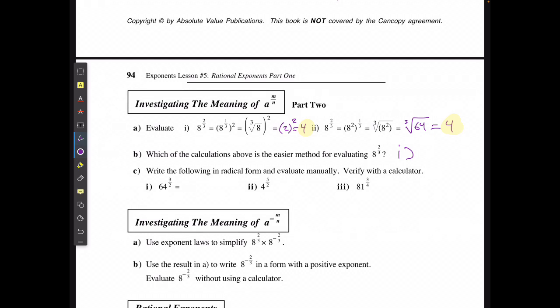So if I'm doing that for this case, I might not know what 64 cubed is, but I know what the square root of 64 is, so I'm going to say that it's going to be the square root of 64, and then cube that. If the square root of 64 is 8, and I'm going to cube it, then that is the same as 8 times 8 times 8, or 512.